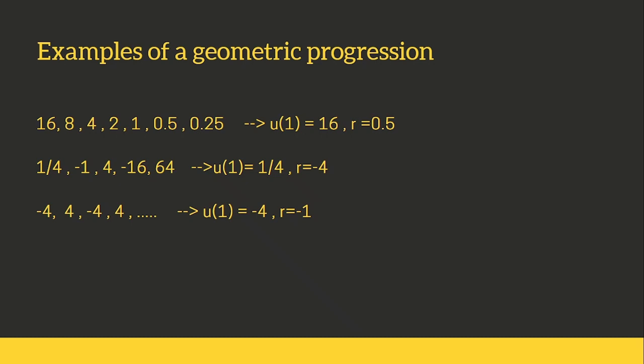This one goes 16 to 8 to 4 to 2 to 1 to a half to a quarter. So the first term will be 16, and then the ratio is, 16 goes to 8, so that means it's by half. Then from 1/4 to minus 1 to 4 to minus 16 to 64. The first term is 1/4, and the ratio will be minus 4. So it can be a fraction, can be positive, negative, it can be any number. Or in the case of minus 4 to 4 to minus 4 to 4, the first term is minus 4, and then the ratio is just going to be minus 1.